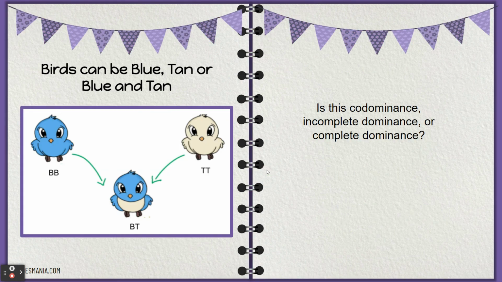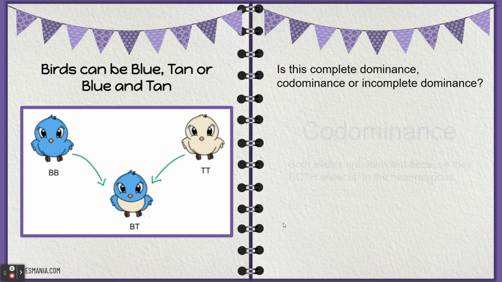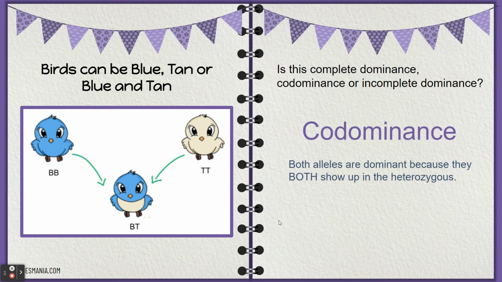All right, here's the next example. Birds can be blue, tan, or blue and tan. So we see the blue and we see the tan separately. So what type of dominance is this? If you answered codominance, both are dominant in this case. Both show up in that heterozygous. Both showed up here. That's codominance. Both are dominant.